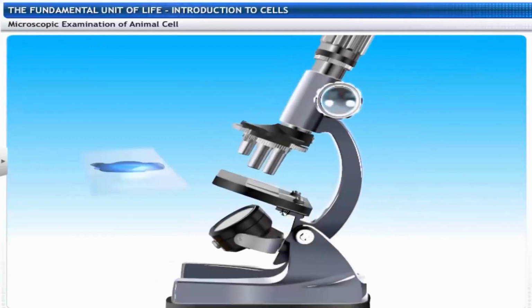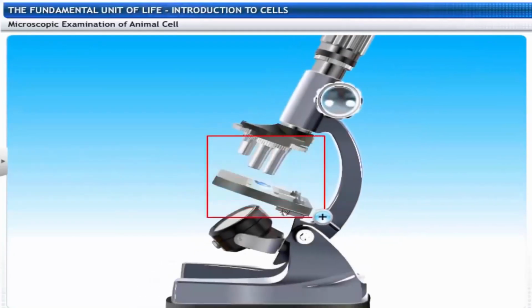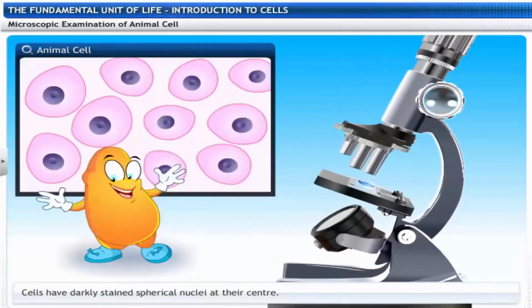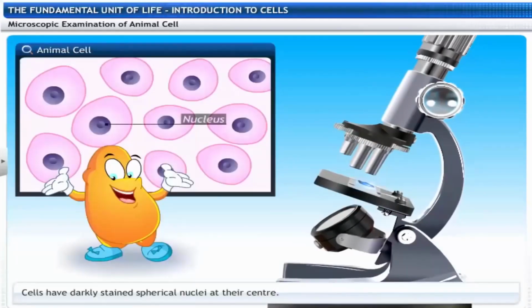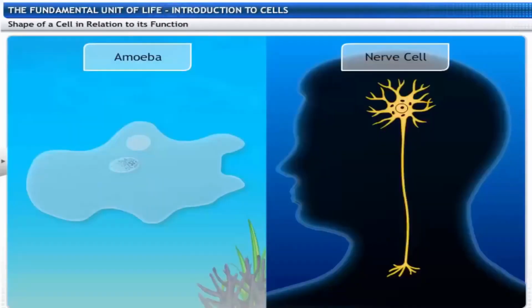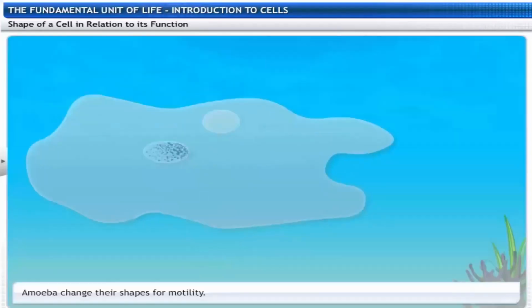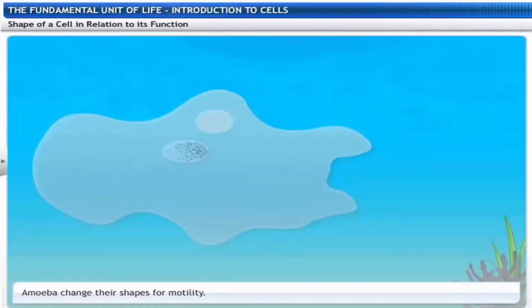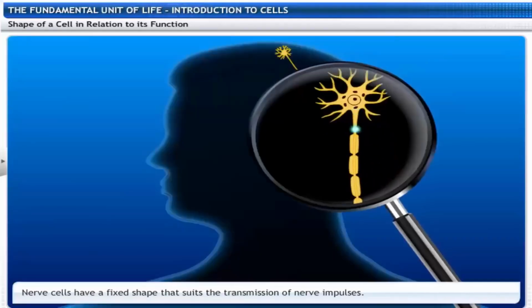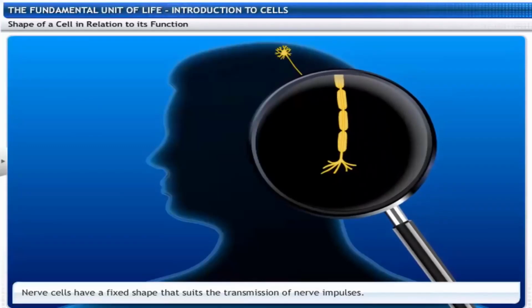Now let's observe the cells under the microscope. Look! These cells have darkly stained spherical nuclei at their center. The shape of a cell is related to the specific function it performs. Cells like amoeba change their shapes for motility. Cells like nerve cells have a fixed shape that suits their function of transmitting nerve impulses.